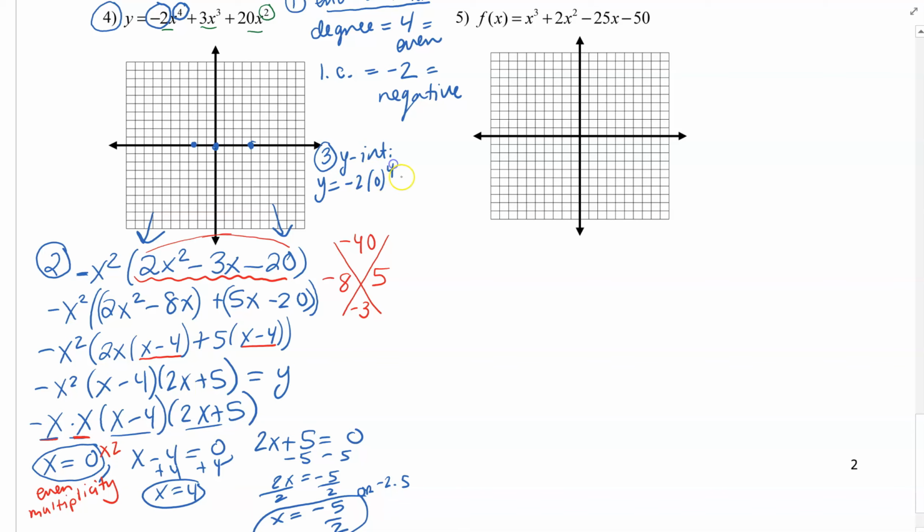So I'm going to plug in 0 for all the x's. And okay, so every term had an x. So if you plug in 0 for x, every term just goes to 0. 0, 0, 0, everything's just 0. Our y-intercept is 0. Okay, so now we put it all together.